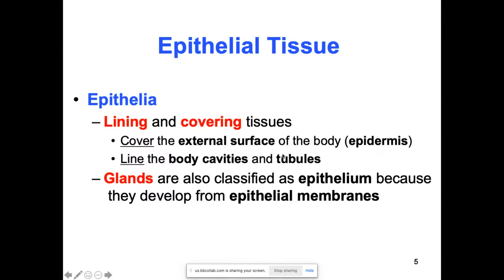They also line body cavities and tubules, right? The other slide just talked about body cavities, but I mentioned tracts or tubules. Arteries are tubes, veins are tubes, the trachea is a tube, small intestine, large intestine, they're all tubes. And we also can throw in the glands as part of that specialized epithelium. Glands like the mammary glands for milk production, the sweat gland known as the sudoriferous gland, and the sebaceous gland, which is your oil producing gland. So glands are also classified as epithelium.